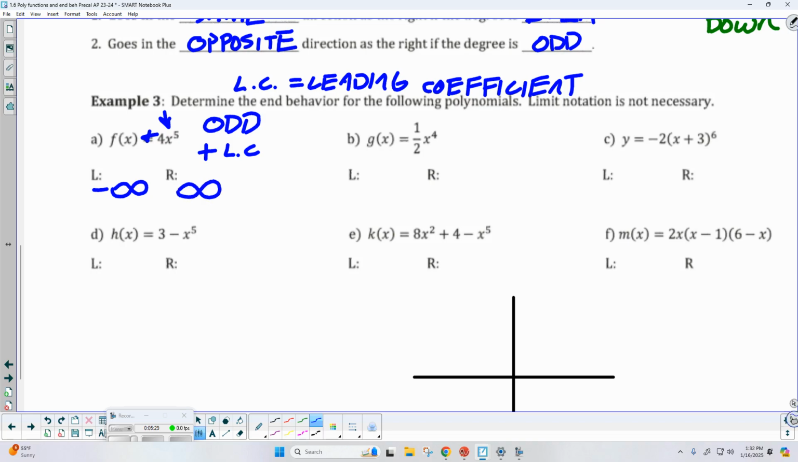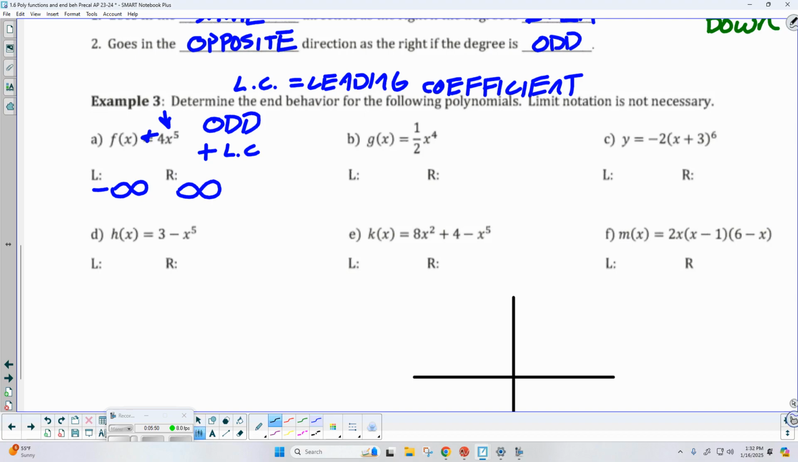I can also plug these in the calculator and show you graphically if we're correct or not, if anybody wants me to do that for you. All right, so that's all we're doing in this section. Again, we're just describing the left and right side, the end behavior.